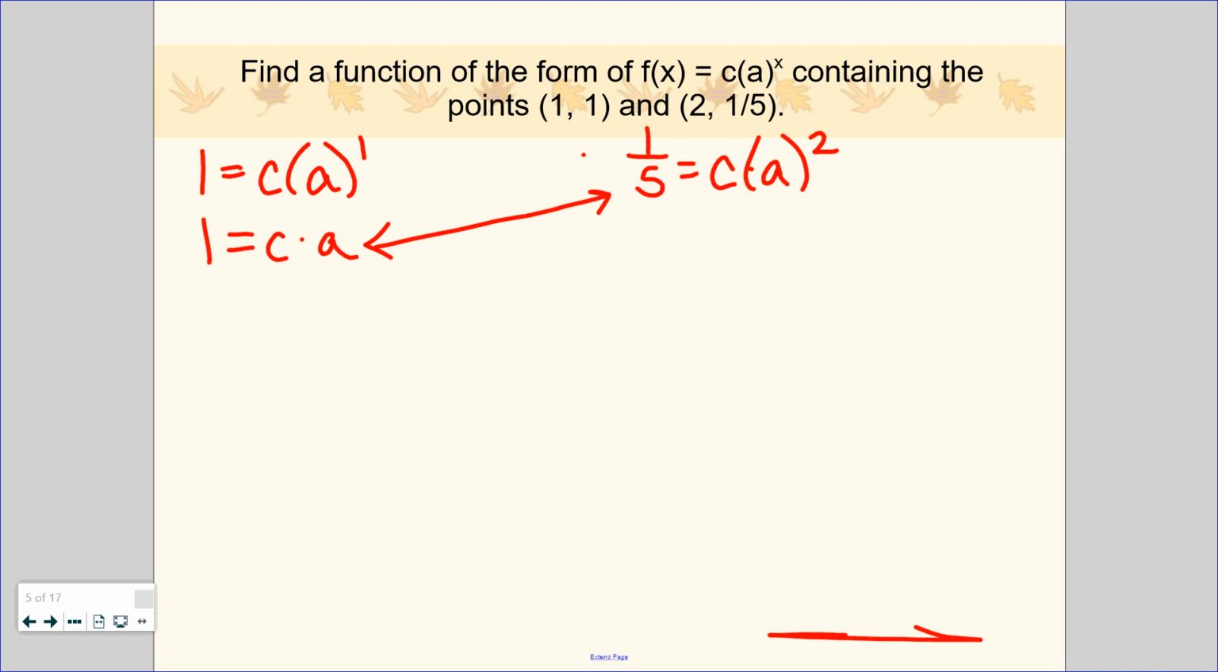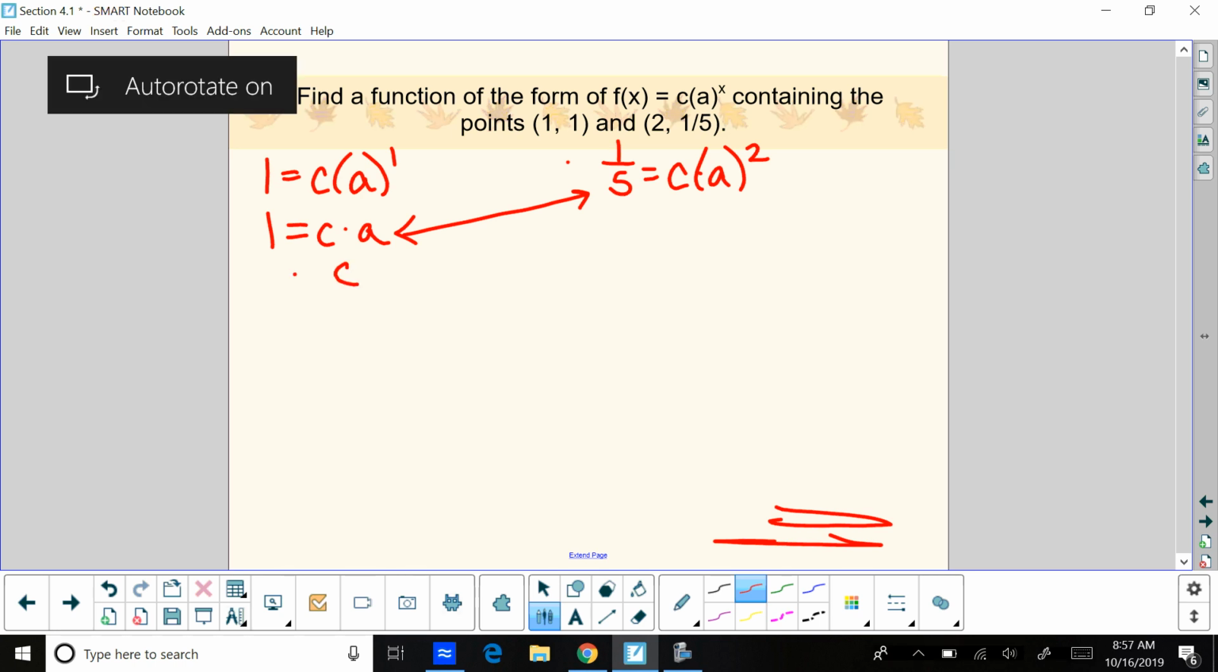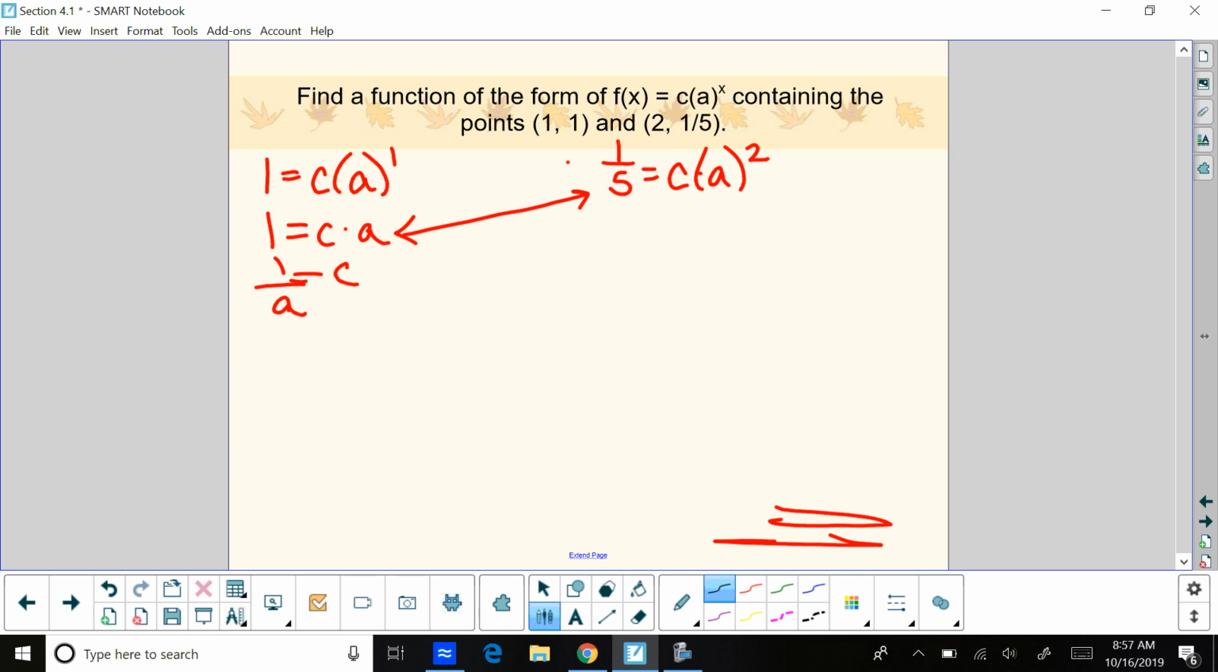I'm going to take the left equation. Do you want to get the C or the A alone? It doesn't matter. If I get the C alone, it's C equals 1 over A. So C is equal to 1 over A, which means I can go to the other equation and replace C with 1 over A.